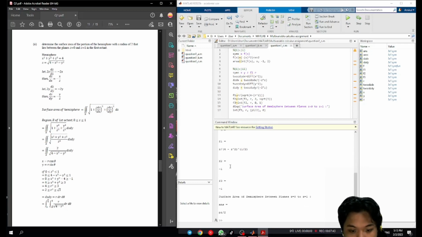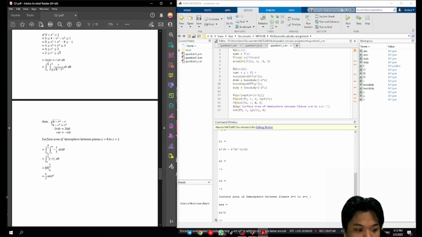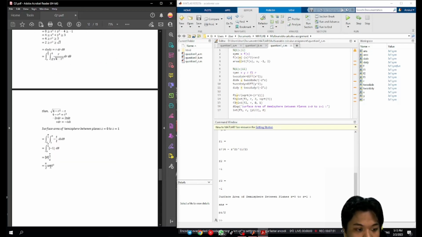Here you'll get pi over 2. Calculation, and you will get pi over 2.